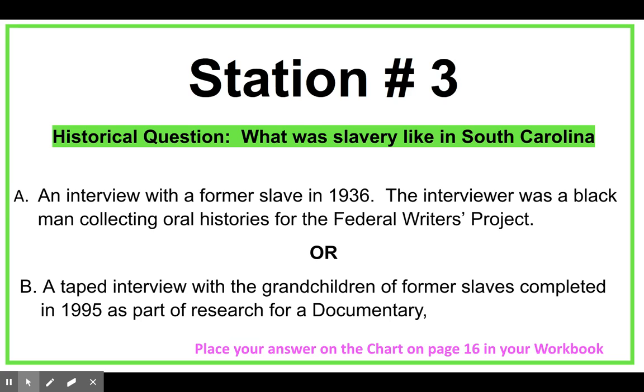So is source A primary or secondary? What do you think? Oh my gosh, you're right. It is primary. You're interviewing people who were slaves. That is a primary source. Awesome. Let's go to station 4. So we're on page 16.